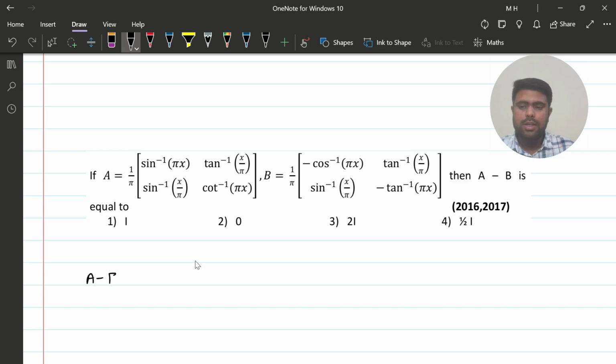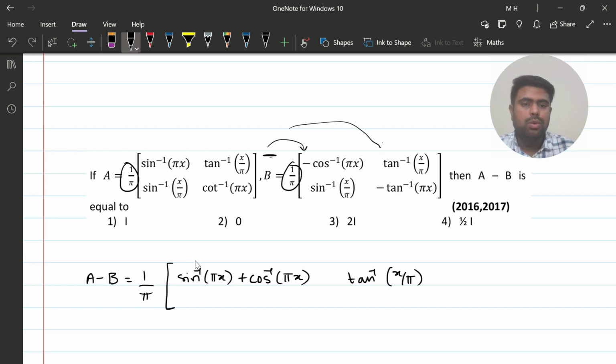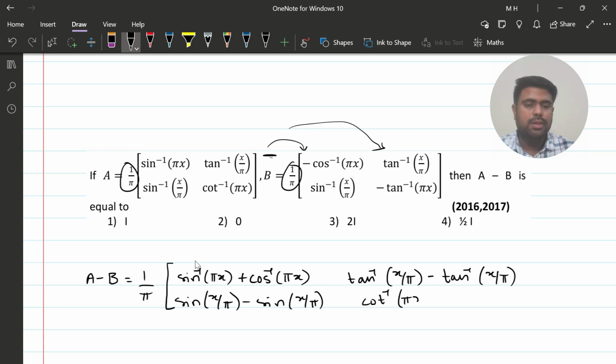A minus B is equal to, you can see in A and B we have 1 by pi common, so I will take out 1 by pi and directly subtract. I'll get sine inverse pi x, see, I have to do A minus B, right? So minus into minus is going to be plus cos inverse pi x. Then the next term would be tan inverse x by pi, minus into plus is going to be minus tan inverse x by pi. Similarly sine inverse x by pi minus sine inverse x by pi. I hope I don't have to explain this plus or minus. The next thing is cot inverse pi x, minus into minus plus tan inverse pi x. So this is what you have.